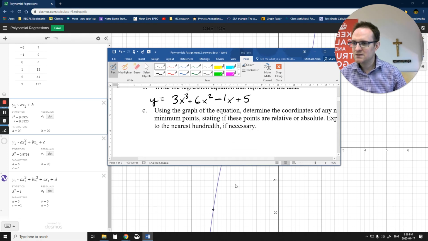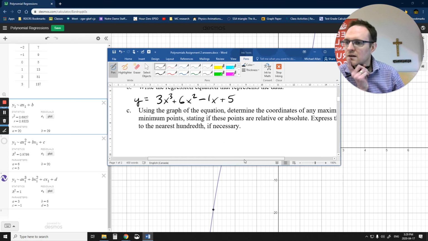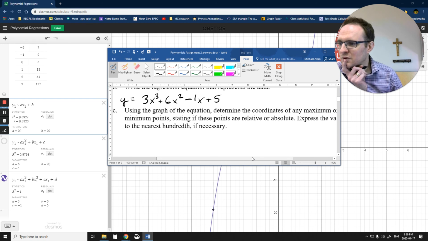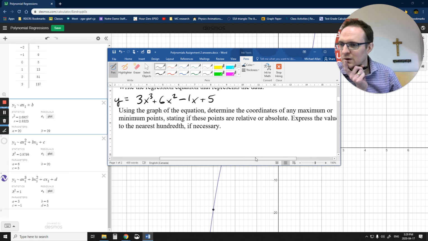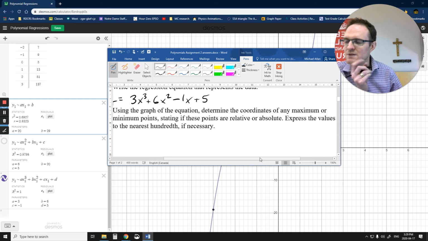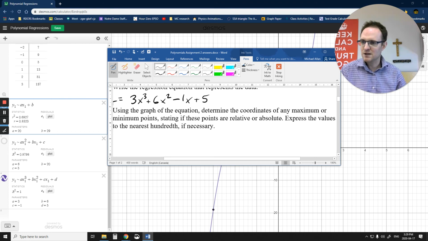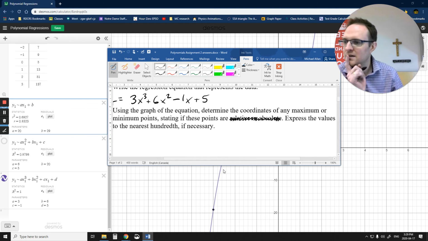Next part of this says use the graph, determine the coordinates of any maximum or min points, stating whether these are relative or absolute. I'm not too worried about the relative or absolute parts. Let's just get rid of that part. Relative means, is it just that part of the graph, or is it absolute? Does it go on forever?